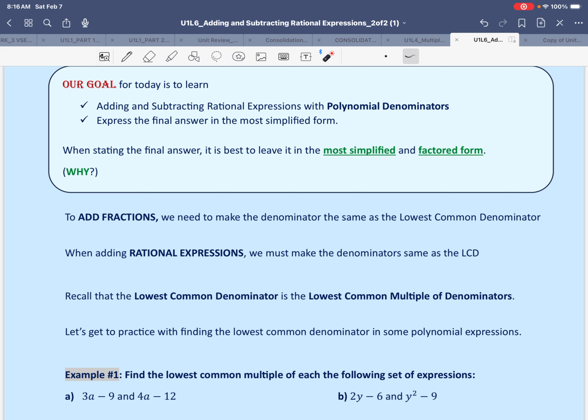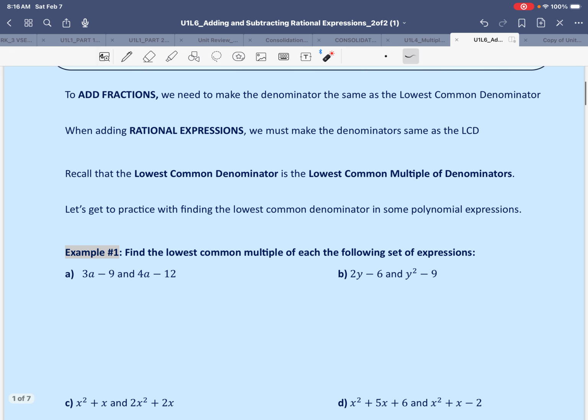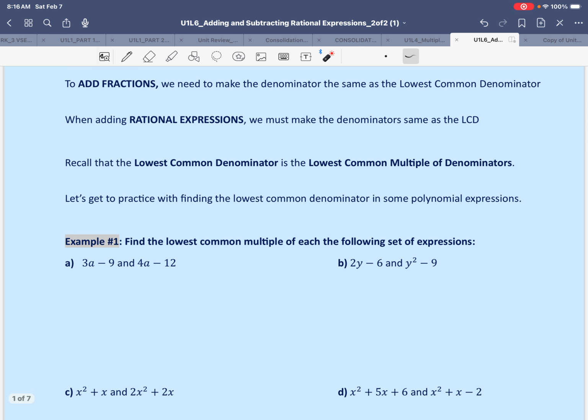And by equally divisible, we mean that the lowest common multiple divides into each denominator with no remainder. So in rational expressions, denominators will be in polynomial form. So I thought it is better that we start with how to find the lowest common multiples in polynomial expressions. So we're going to start with a simpler example. So we have 3a minus 9 and 4a minus 12. And we need to find the lowest common multiple of this set of expressions.